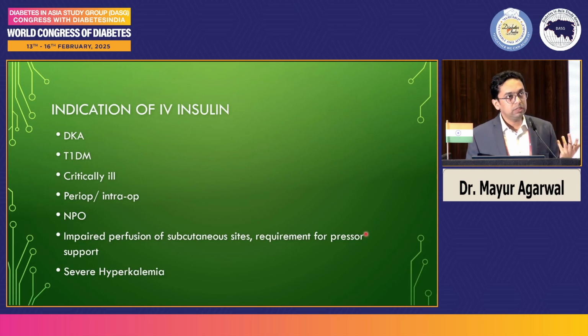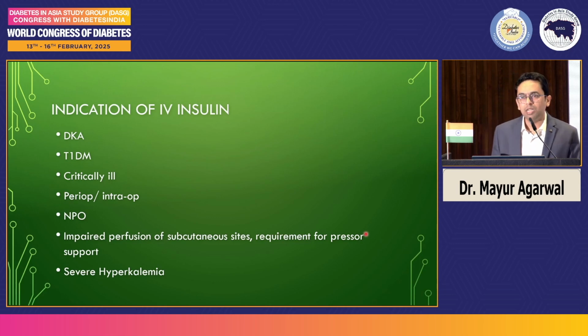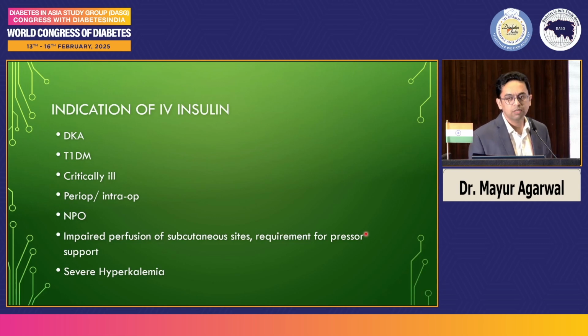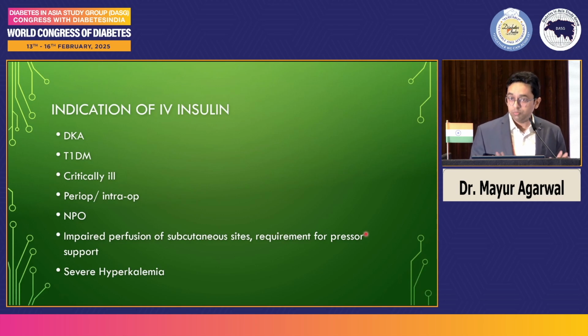Now let us first discuss that insulin you can give either IV or subcutaneous. There are some indications where you need to give IV insulin. So these are important things. If the patient is in DKA, if the patient is type 1, if the patient is critically ill and not eating, if the patient is on vasopressor, if there is some peri-op thing, the patient is subjected to major surgery, if the patient is NPO or on TPN, all those things, then you should be prescribing IV insulin, because if you are giving subcutaneous, probably it will not get absorbed, or maybe the pharmacodynamics will change, right?